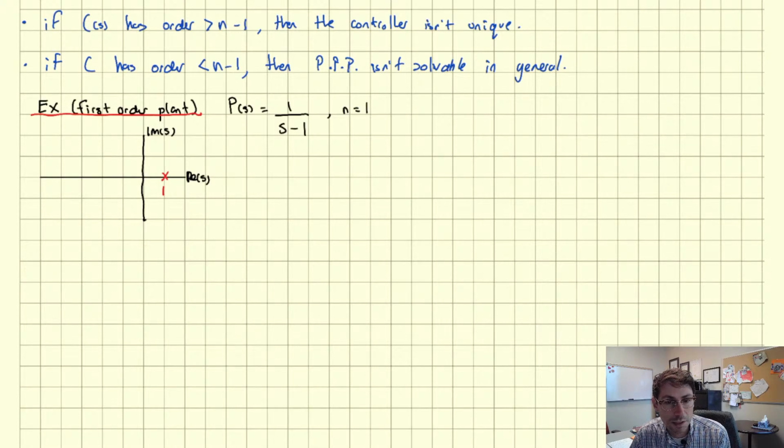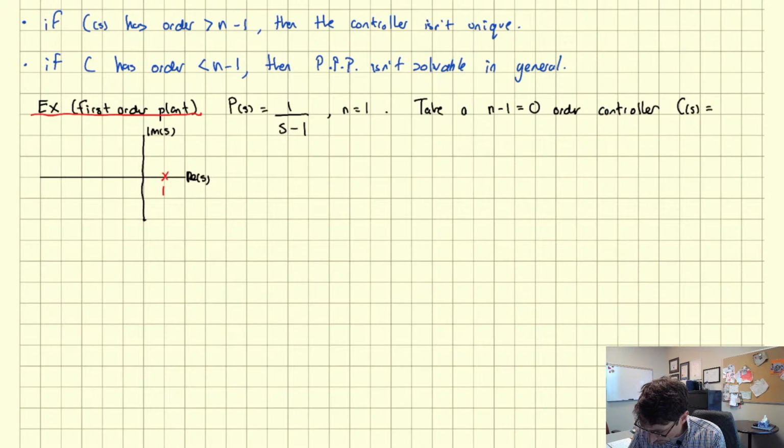Now, if we wanted to solve the pole placement problem, what we're saying is we need at least order n minus 1. So we're going to take n minus 1 equals 0, in this case, order controller. So what is a 0 order controller? It's just a gain, like a proportional controller. So in our notation from last class, we just have a g. So remember, the g's were the coefficients in the numerator of the controller. The f's were the coefficients in the denominator. Okay, so in this case, it just becomes a gain.